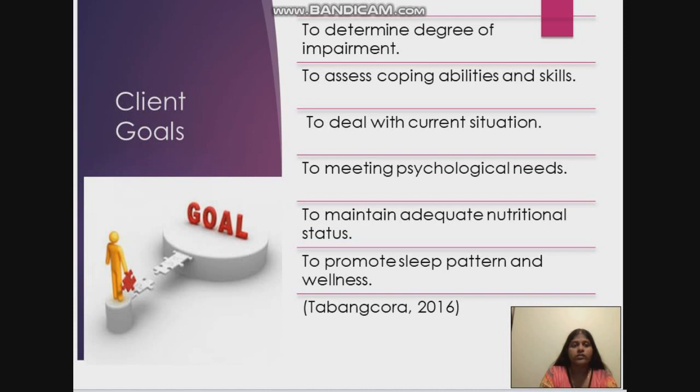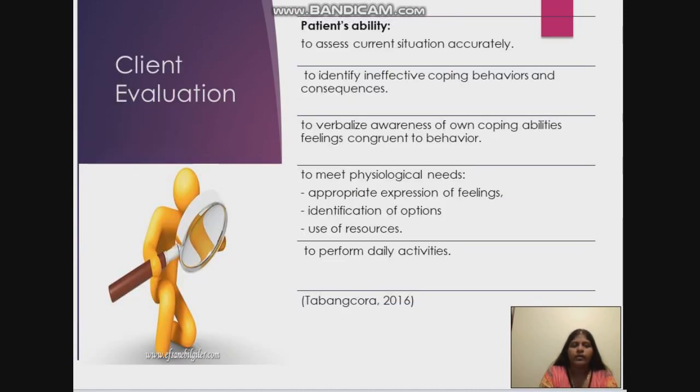The client goals. So what are the client goals of Mr. Smith? The client goals of Mr. Smith are to determine the degree of impairment, to assess the coping abilities and skills. We have to deal with current situations, to meet psychological needs of Mr. Smith, to maintain adequate nutritional status, to promote sleep pattern and wellness of Mr. Smith. And finally, we have to evaluate Mr. Smith, how he is able to assess the current situation accurately.